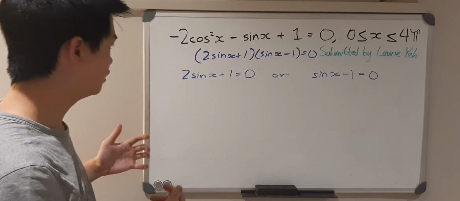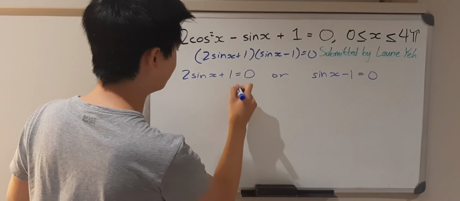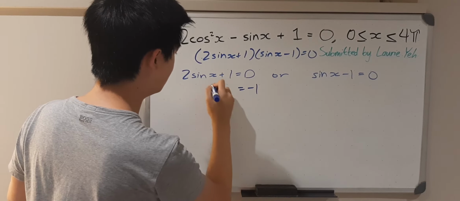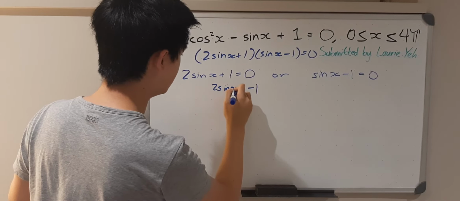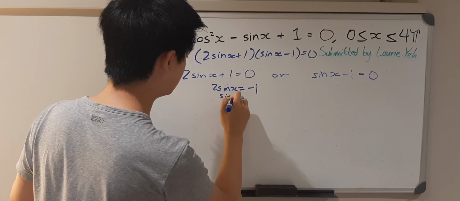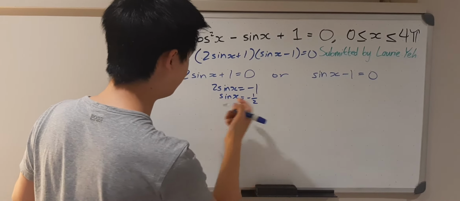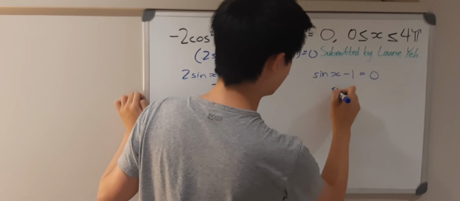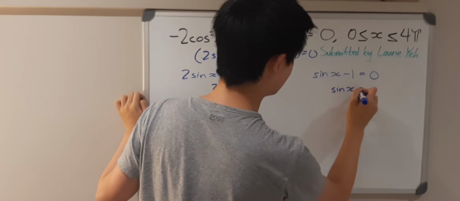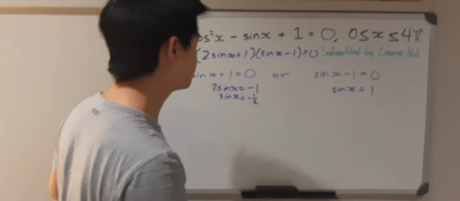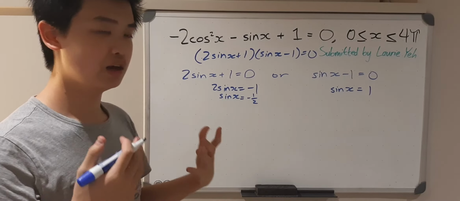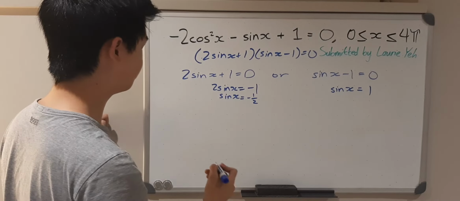Now we can simply subtract 1 on both sides here, and divide by 2 on both sides. So sine x equals minus a half. Then over here, we can add 1 on both sides, so sine x equals 1. Alright, so let's start with this. Sine x equals minus 1/2.